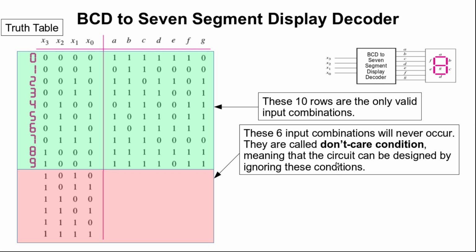From this example, it may be clear that we have 16 possible input combinations for the 4 variables. We can have 16 rows in the truth table. However, out of these 16 possible combinations, only 10 of them are valid input combinations. The other 6 are not valid and they will not appear as input, because we only want to display decimal digits from 0 up to 9.